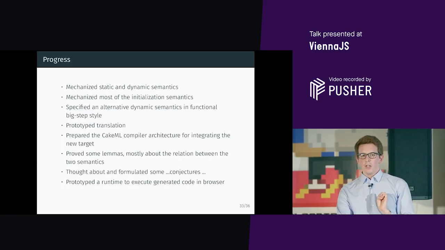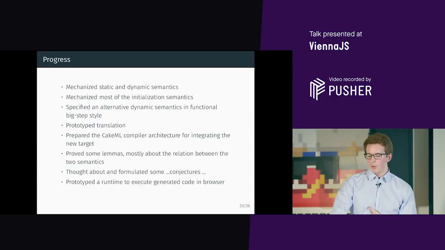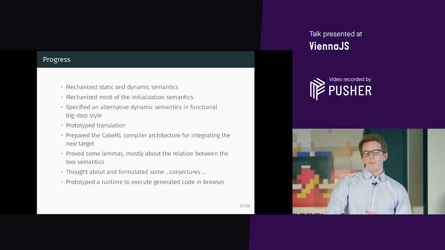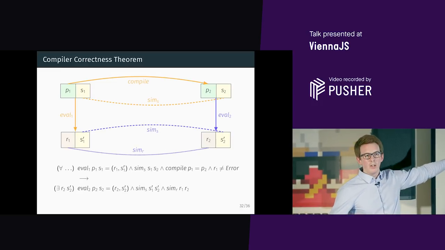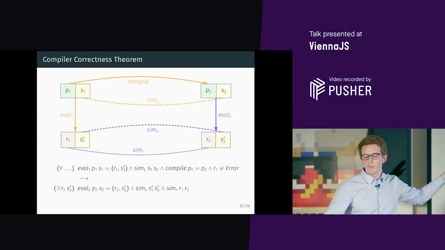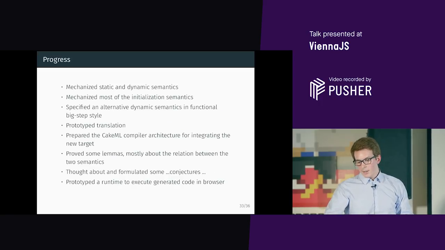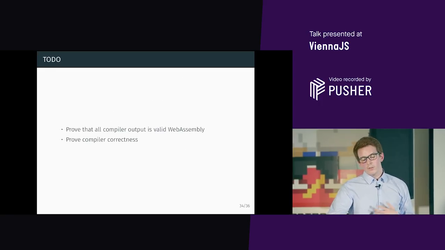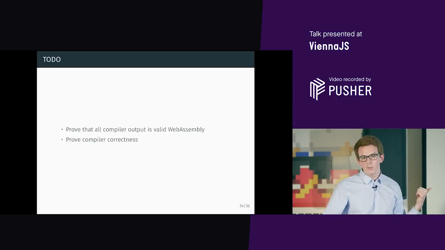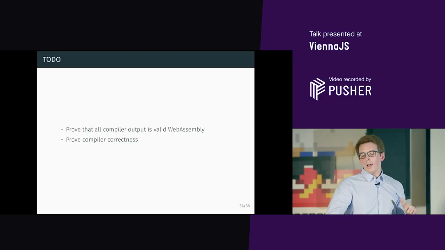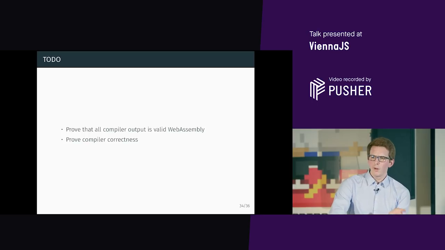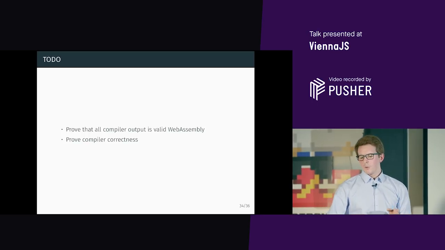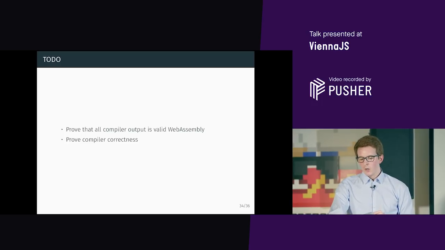And the translation is prototyped. It was also quite tricky to integrate all of this in the existing compiler. And the proof is not actually done yet. There are many, many lemmas that I proved, but this full picture here is just a conjecture right now, and it will of course work out, but it's tough to prove this, even if it might look simple. So what is to be done? Proving compiler correctness, which is just this picture that I showed, and also proving that everything that the compiler produces will be valid WebAssembly, which right now is an assumption, but probably I can discharge that.